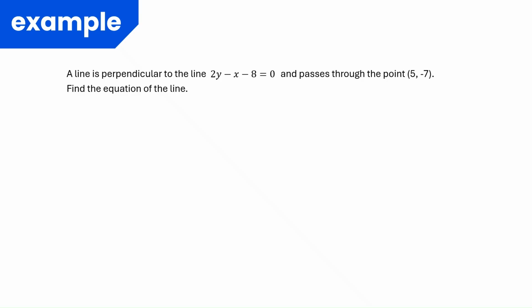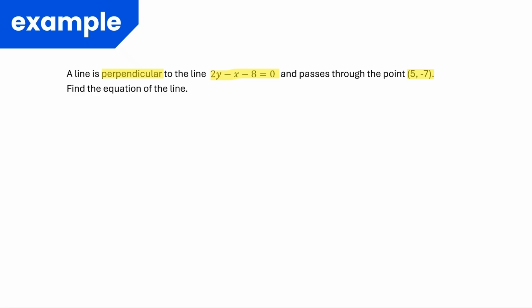A line is perpendicular to the line 2y minus x minus 8 equals 0 and passes through the point 5, minus 7. Find the equation of the line. Start by taking a moment to consider the key information that we've been given. These will give us the clues as to how we'll begin.